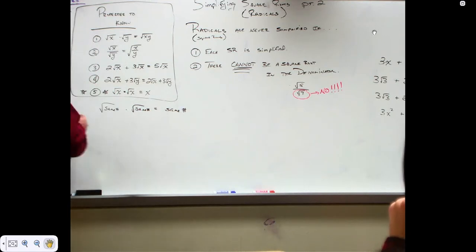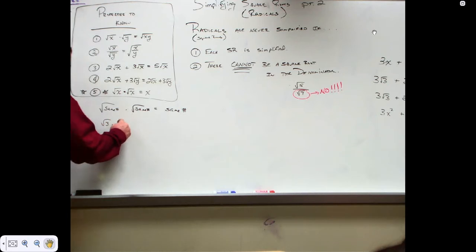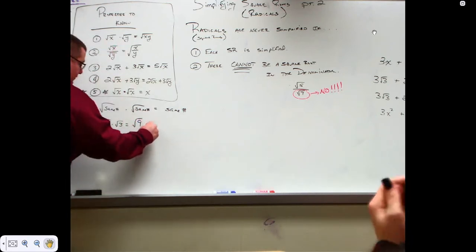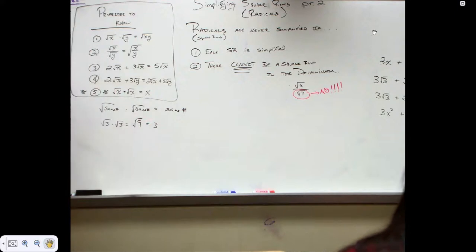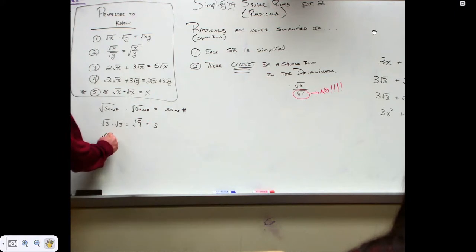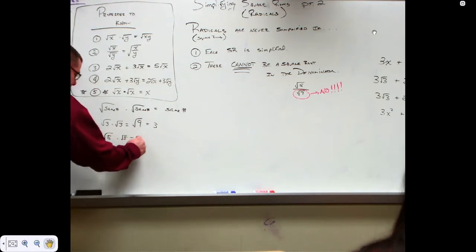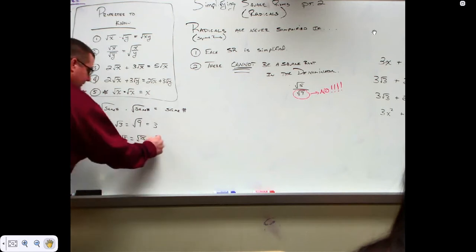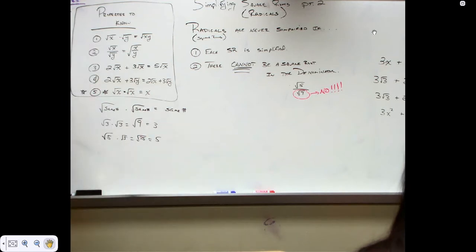Well, what's the square root of 3 times the square root of 3? When you combine them and multiply them, you get the square root of 9. What's the square root of 9? What's the square root of 5 times the square root of 5? It's going to be the square root of 25. What's the square root of 25? So multiplying a radical times the same radical always gets rid of the radical. That's how you get rid of a radical.